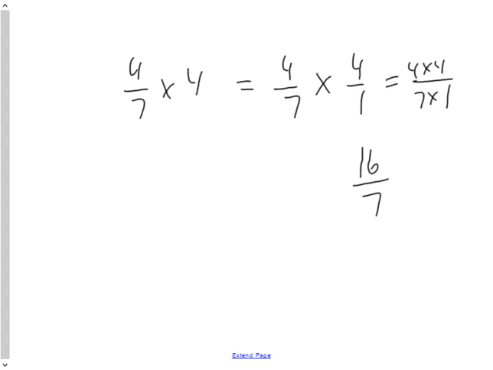Now, we already said that if your answer is improper, you have to change it back to mixed. That would be 2, which would be 14/7, plus an additional 2/7. So your final answer would have been 2 and 2/7, or 16/7.